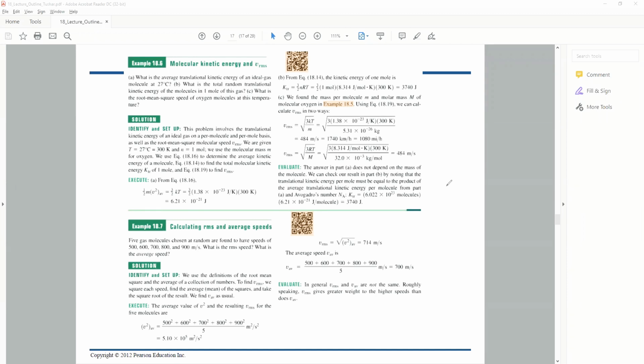You can also get the average speed by directly adding 500 up to 900 and dividing by 5. Your result is 700 meters per second. So your average speed is not equal to your RMS speed. So why are they not the same?